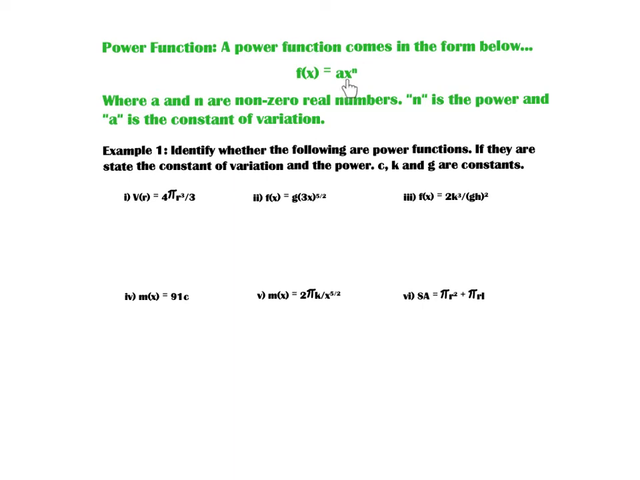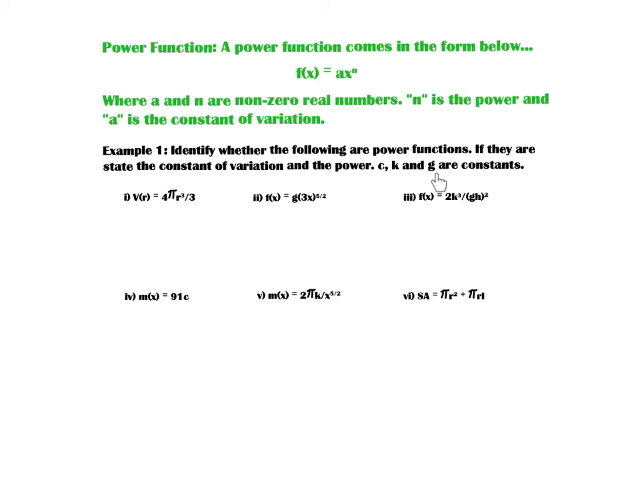So it's like a polynomial except it doesn't have multiple terms. So n could be any number though. Specifically, when we talk about monomials, which we'll get to later, n must be a positive integer. So numbers like 1, 2, 3, 4, 5, 6, etc. So let's take example 1 here and identify whether the following are power functions based on its definition above. If they are, state the constant of variation and the power.